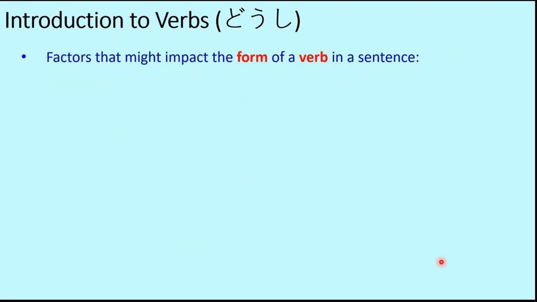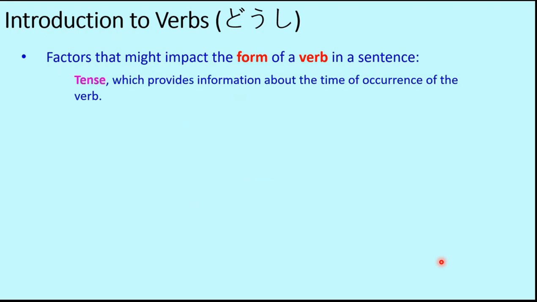There are certain factors that might impact the form of a verb in a sentence. As we saw in the previous examples, the form of the verb was different in different sentences. So what are those factors? First and the most important one is tense, which provides information about the time of occurrence of the verb, that is, in future or in past or at present. Gender, the masculine or the feminine gender, may have impact on the form of a verb. Then number, that is singular or plural.